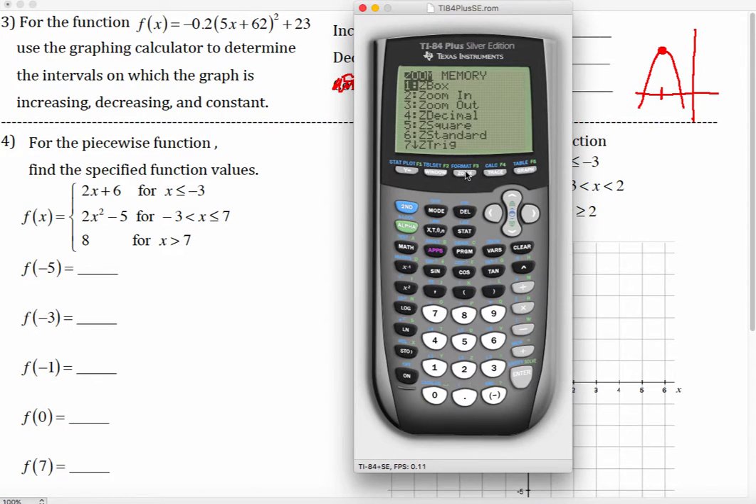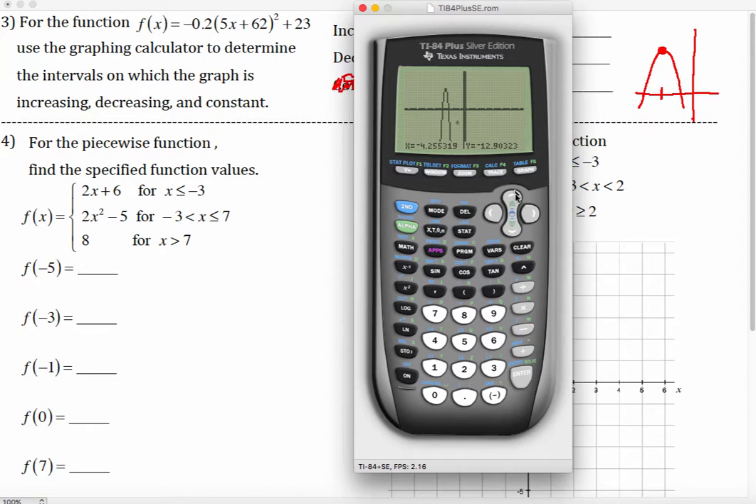I hit zoom, then 3 for zoom out, and I have to hit enter first before my graph will do the zoom. And then hopefully I see it, and I do. And if I want to now zoom back in specifically to the section of the graph where my max is, then I'm going to use zoom box. You can change the window by hand, but I prefer to use zoom box. And I don't know where my cursor is. I got to find it. There it is.